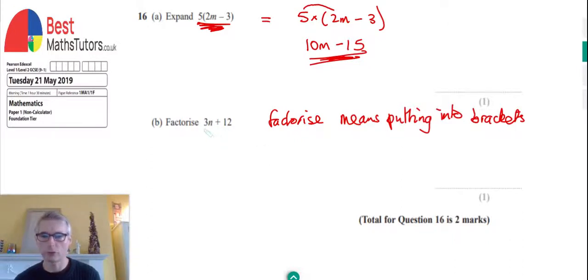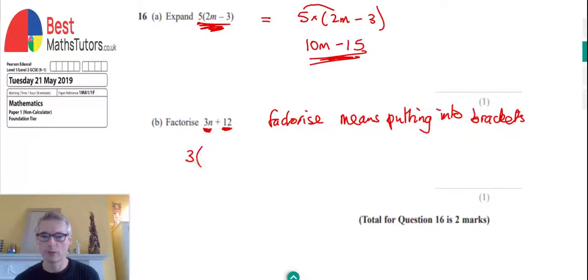To do that, we've got to look for a number that will go into all parts of the thing we're trying to factorise. We can see that 3 would go into the first part, and 3 will also divide into 12, so we can see that 12 is in the 3 times table. So we can put a 3 at the front of the bracket, and then inside the bracket, we've got to write what we could multiply by 3 that will get us back to where we started.